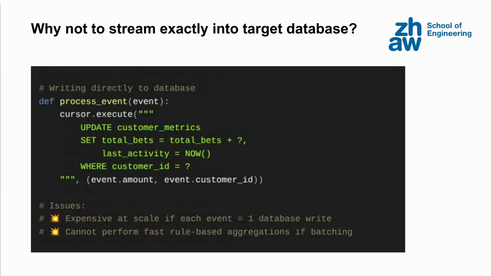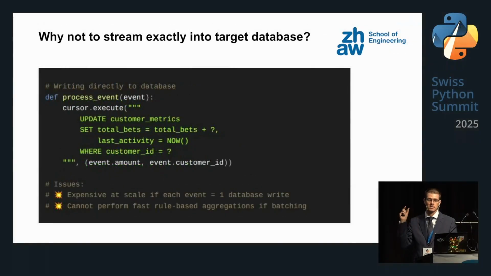There is another case: why not use just a target database? For example, I use Postgres and write everything there. Okay, good idea, but the problem is that if you do one write per event, it's going to be expensive. And if you do it in batches, then some rule-based reactions to your client are going to be super, super slow. The time when you should have reacted will already be gone.